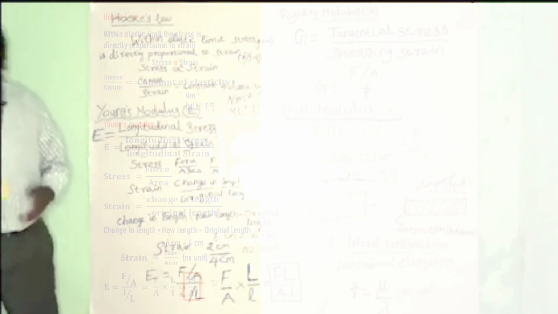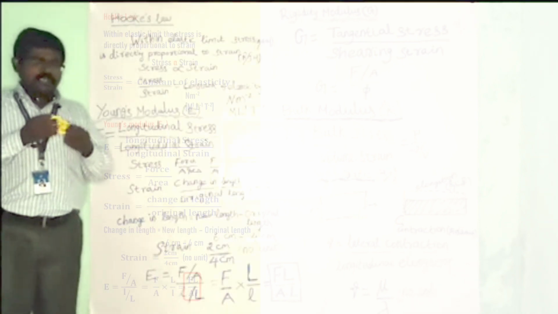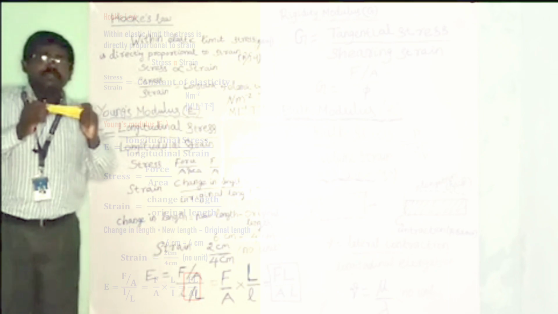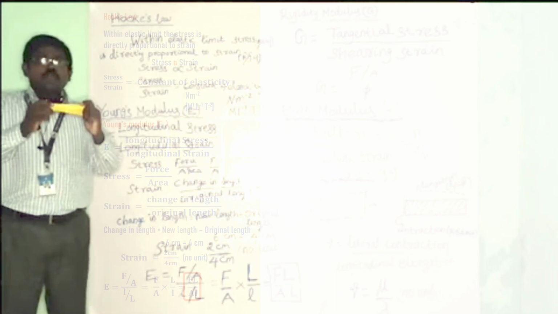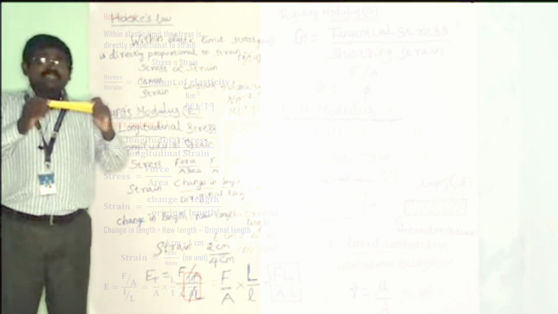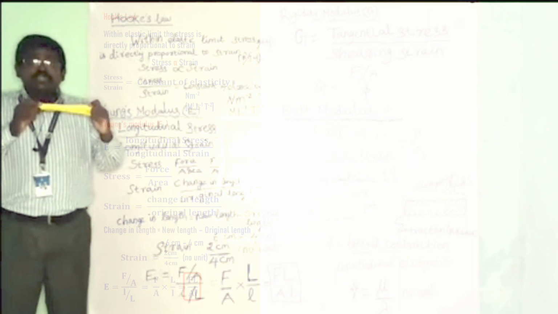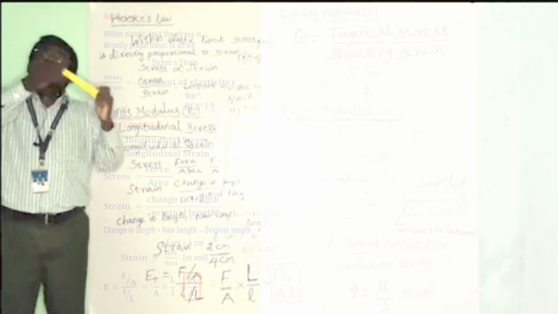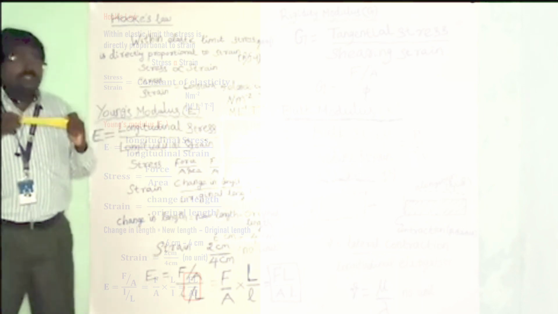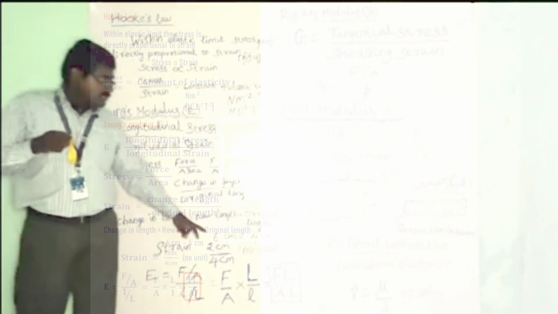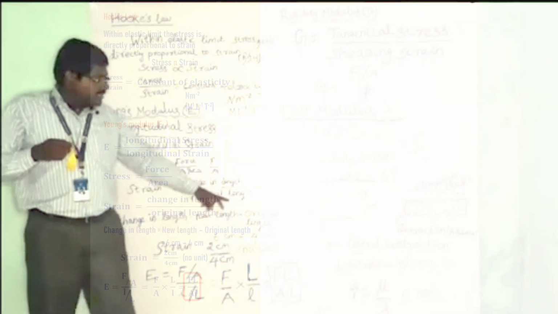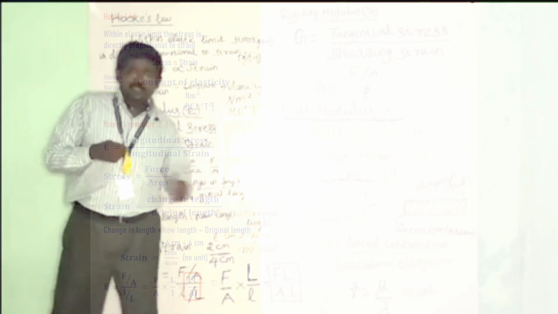How can we get the new length? For example, take this one. For example, this has 4 cm in length. Now I apply stress. It becomes 6 cm. So 4 cm became 6 cm. So what's the new length? 6 cm is the new length. What's the original length? 4 cm is the original length.